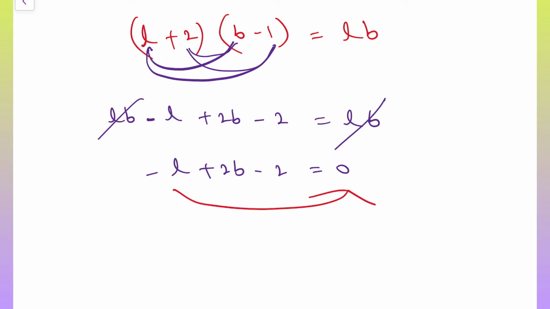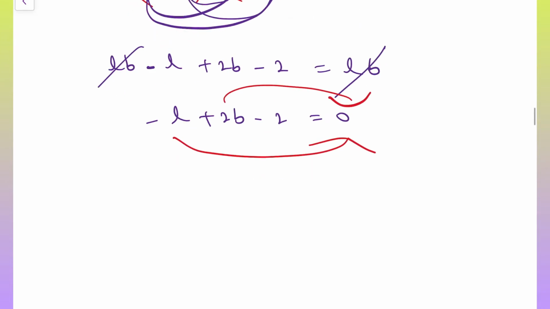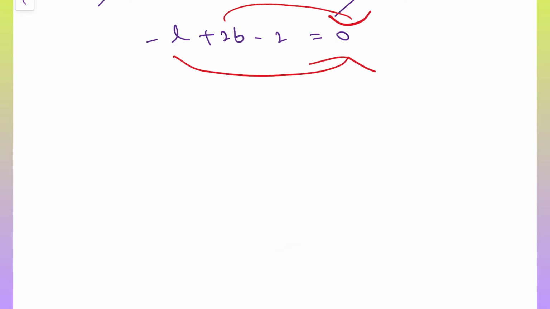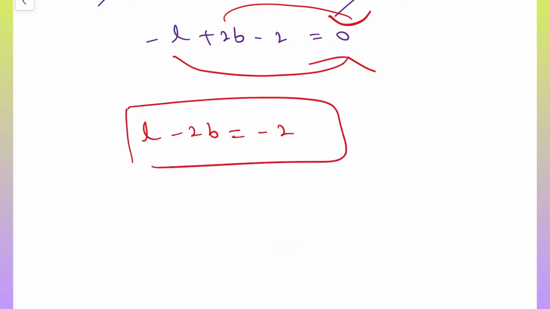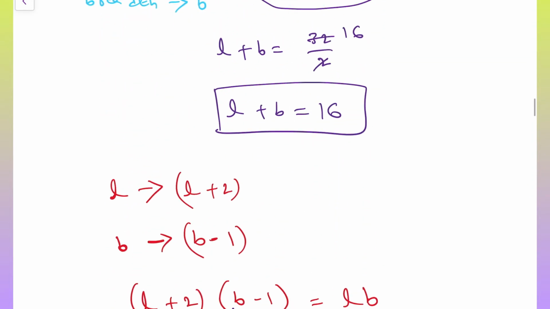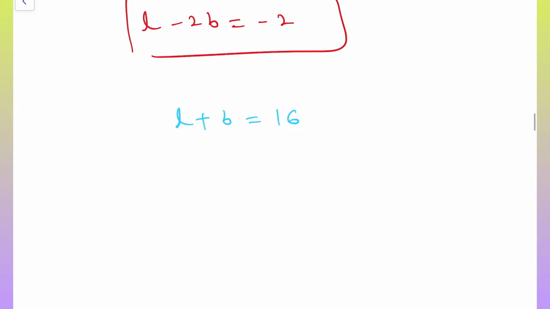Minus L I am taking to the right side, as well as 2B also. Minus L, if we take to the other side, becomes plus L, and plus 2B becomes minus 2B, equals minus 2 as usual. This is equation number 2. Now let me write both the equations together and solve the problem. The first equation is L plus B equals 16, and the second equation we just got is L minus 2B equals minus 2.